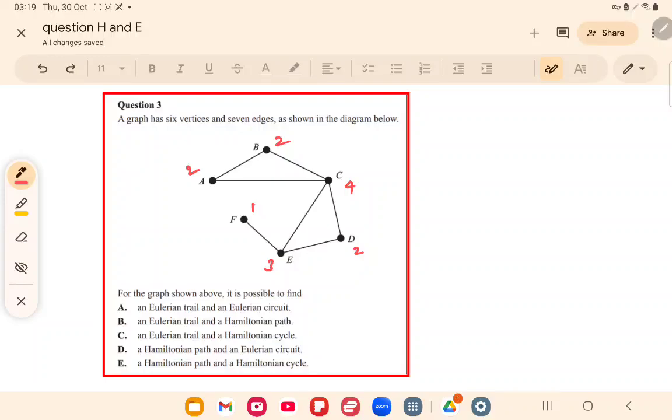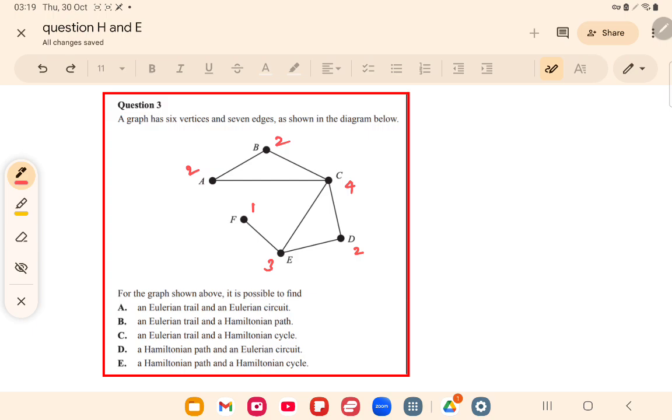Let's have a look at some Eulerian and Hamiltonian questions. These are wordy questions and sometimes tend to confuse students. A graph has 6 vertices and 7 edges as shown in the diagram below. Now always skim read your questions and try to eliminate options if possible, and work with a few. That's a lot easier than looking for the right answer in all the 5 options.